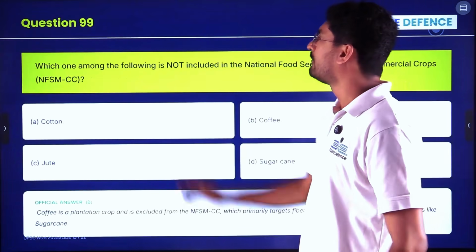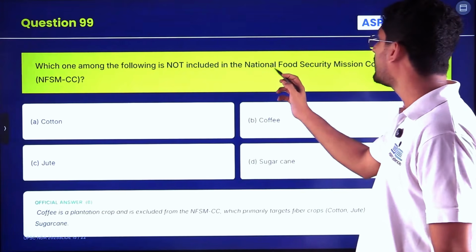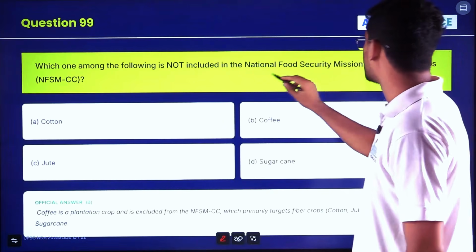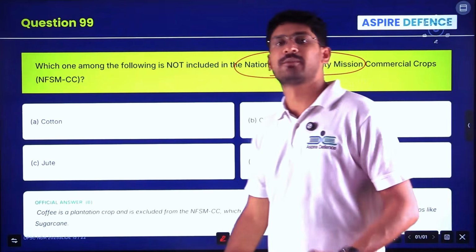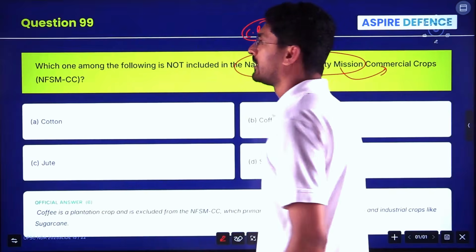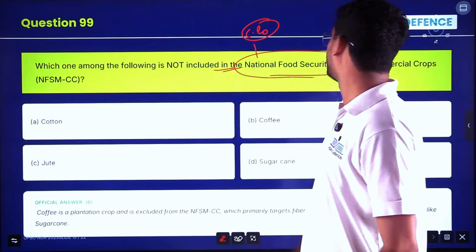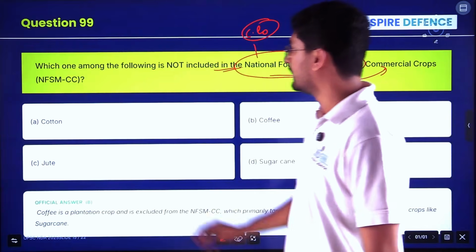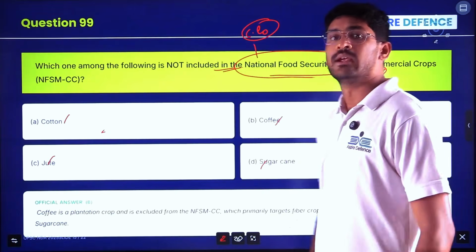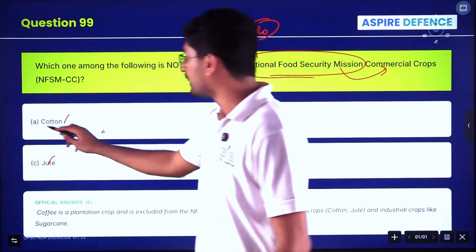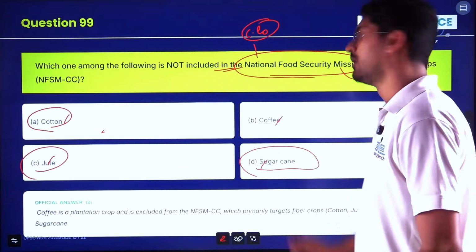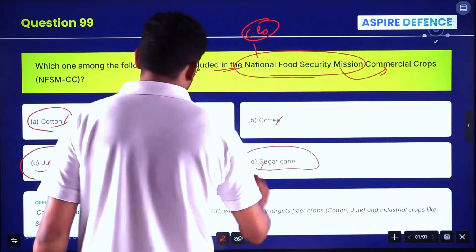Next, which one among the following is not included in the National Food Security Mission commercial crops? The National Food Security Mission is one of the flagship missions of the central government. Here, with respect to commercial crops, which one of the following is not included in the NFSM? Cotton, coffee, jute, sugarcane. If you see, cotton, jute, sugarcane, all these are fiber crops.